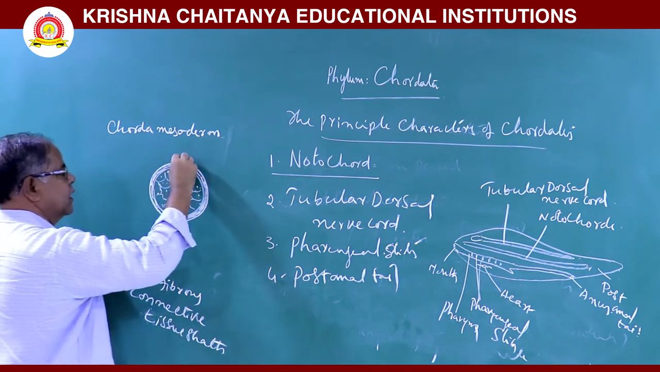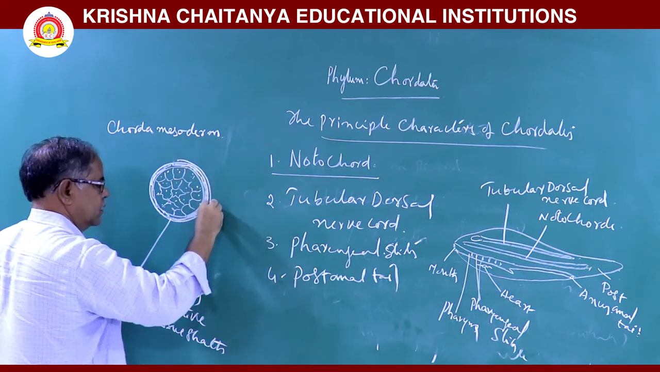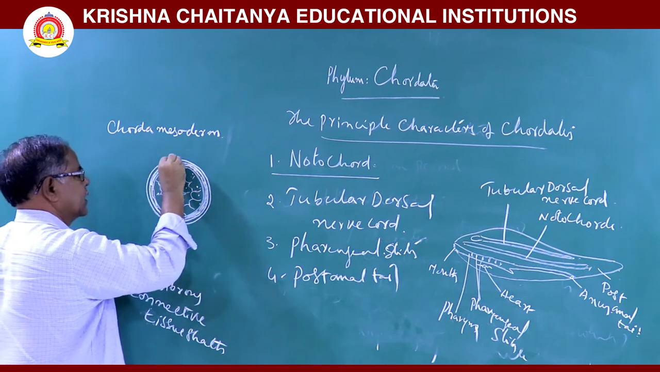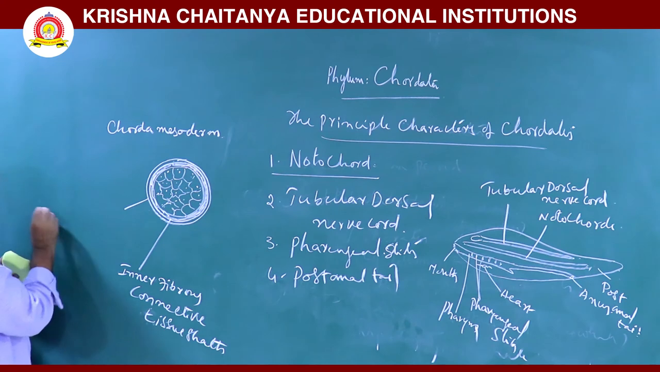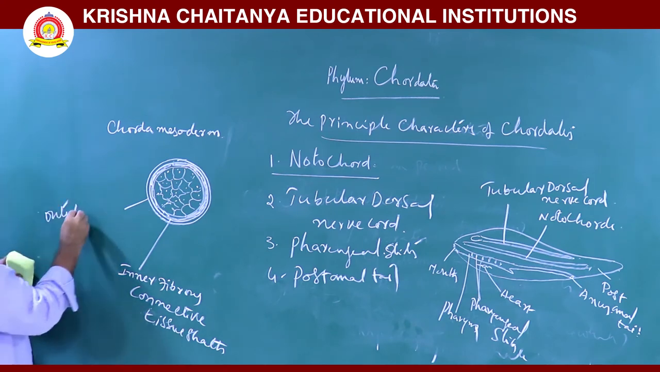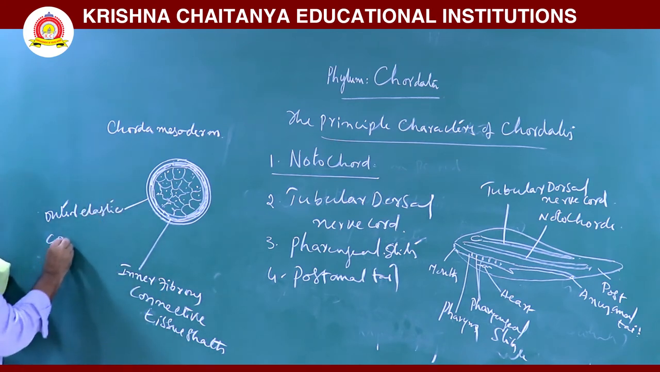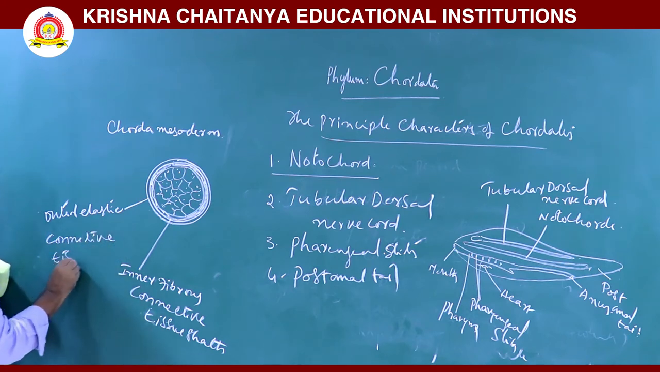Next, the outermost layer, the outer layer, is a thin and elastic connective tissue sheet.